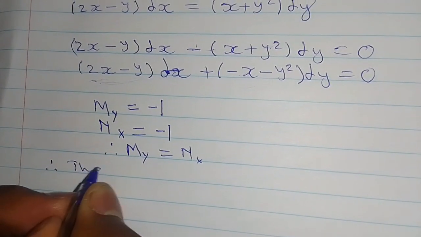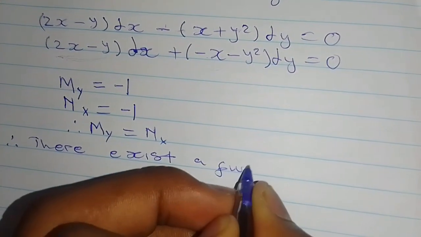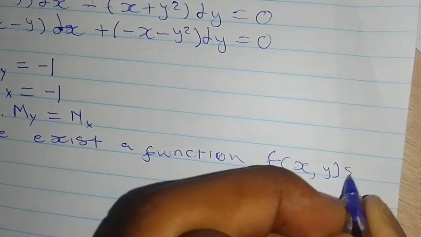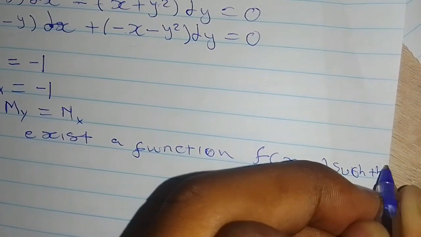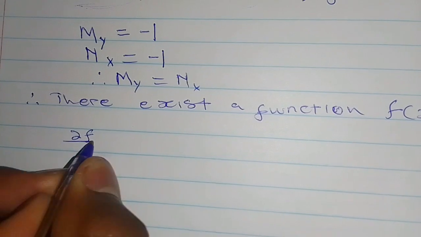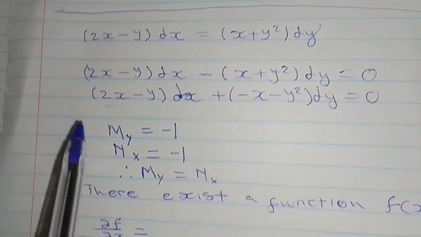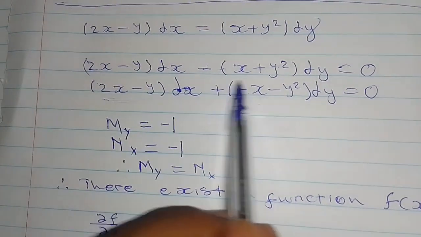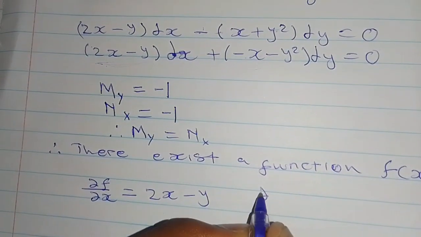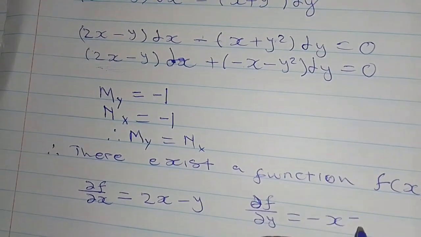So we can say, therefore, there exists a function f of x, y such that the partial of f with respect to x will just technically give us M, and M is this function here. You use the simplified equation, right? So M is this one, 2x minus y, and the partial of f with respect to y is just going to give you minus x minus y squared.